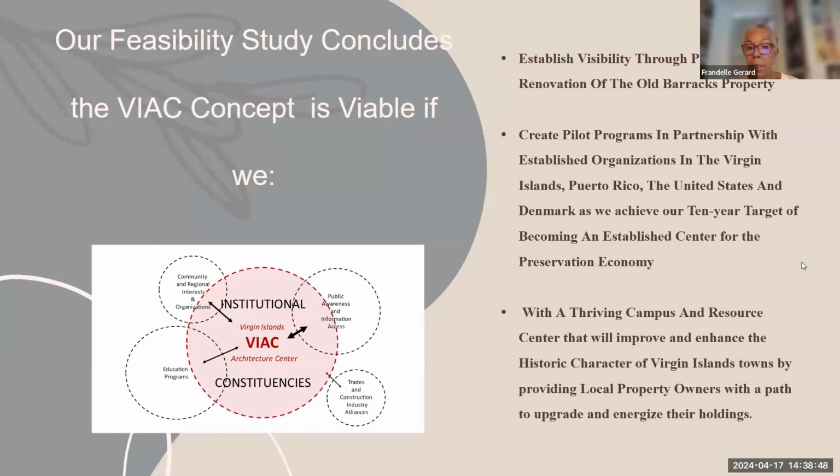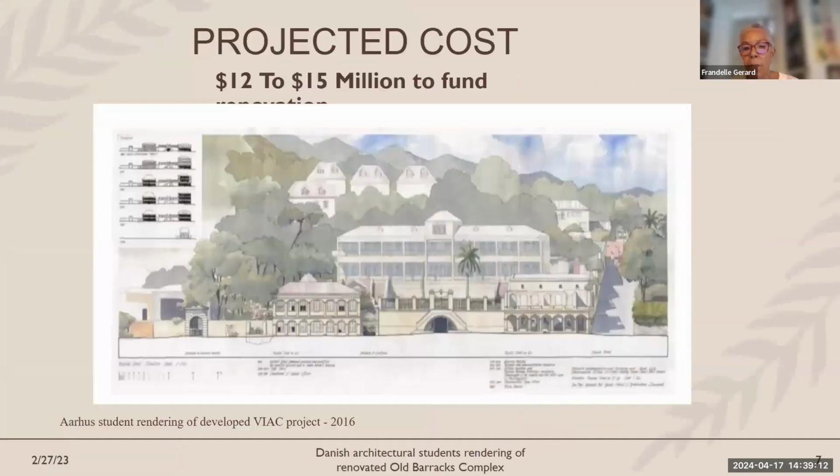So we've done a feasibility study. We're looking at creating programs in partnership with established organizations in the Virgin Islands, Puerto Rico, and the United States, and Denmark. And this is a 10-year project. And our goal is to have a thriving campus and resource center in downtown Christiansted that meets the needs of the people here in the Virgin Islands. Now we get to talk about the thing nobody likes to talk about.